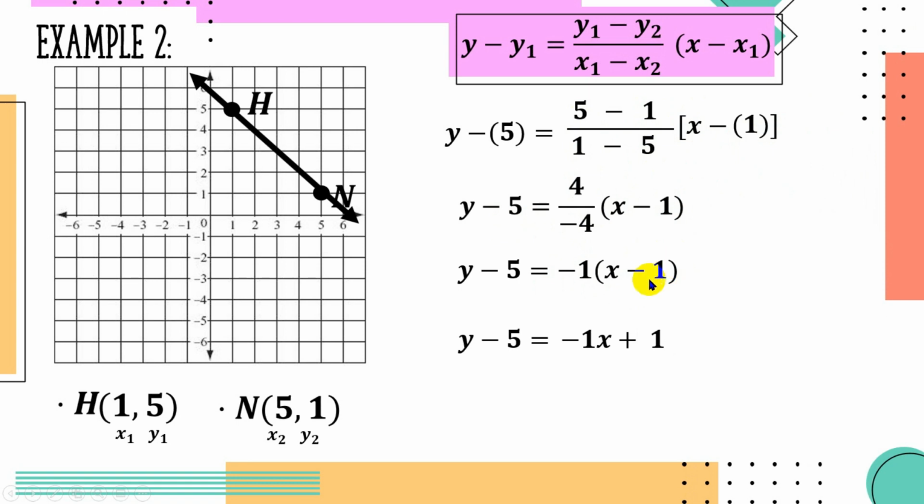Saan nanggaling yung negative 1 nito? Again, pag nag-KCC po tayo, magiging negative po siya. So, negative 1 times negative 1 is positive 1. So, from here, pwede natin siyang gawing standard form or slope-intercept form. Kung kanina naka-slope-intercept form, try naman natin na naka-standard form ngayon.